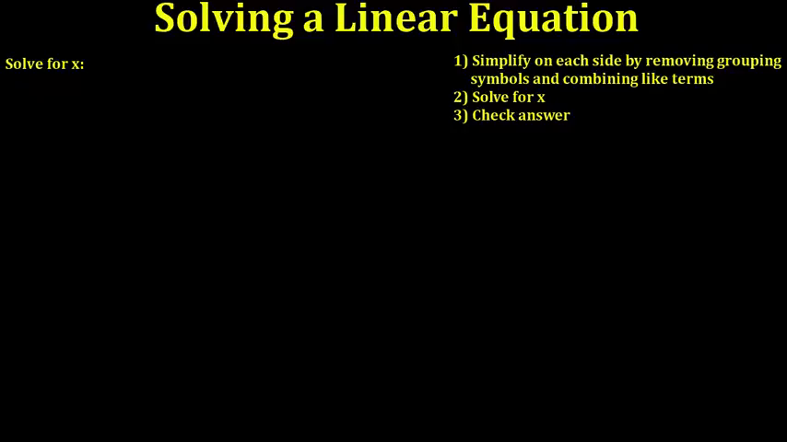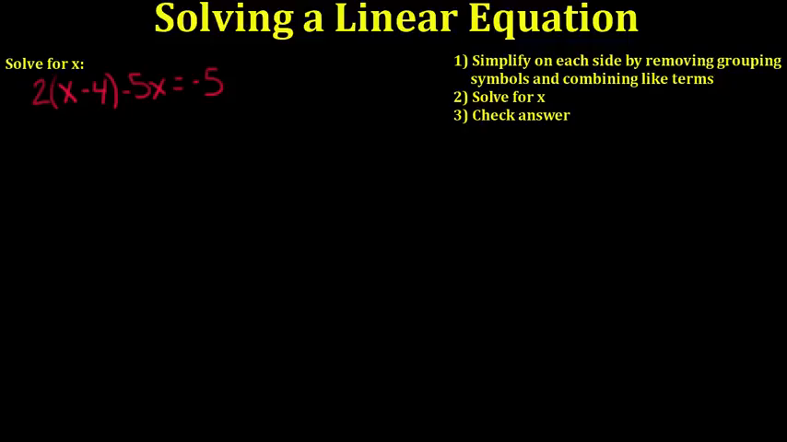Solving a linear equation can be broken down into 3 steps. The first one is to simplify on each side by removing grouping symbols and combining like terms. And then we will solve for x. And then the third step is always to check your answer. So let's get started on the first example.